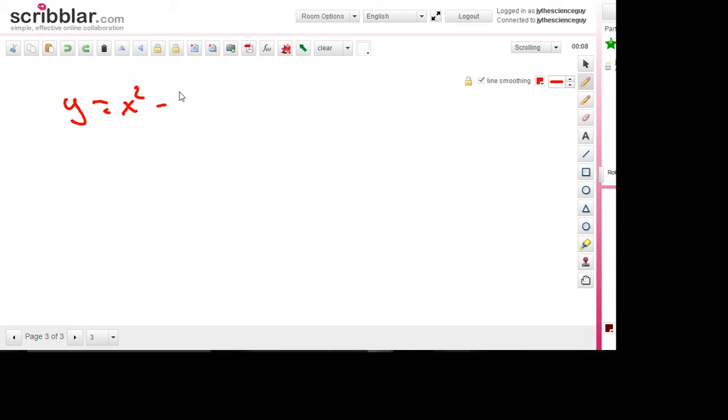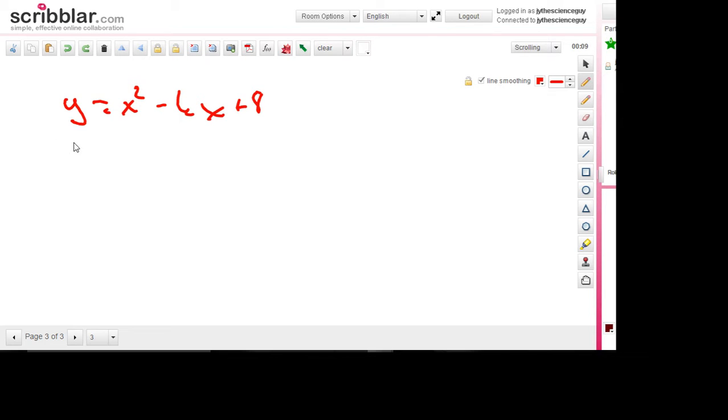X squared minus 6x plus 8. I'm going to do this a couple of different ways because they could ask you a couple of different questions. They could say, what are the zeros for that quadratic? How would you find the zeros for that quadratic? We find where it intercepts the x-axis.